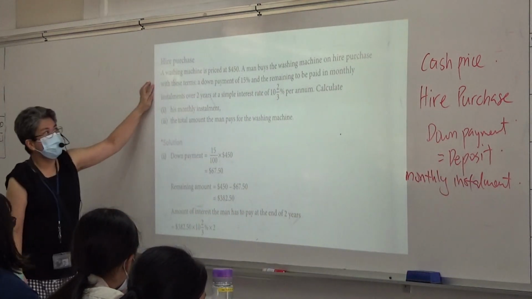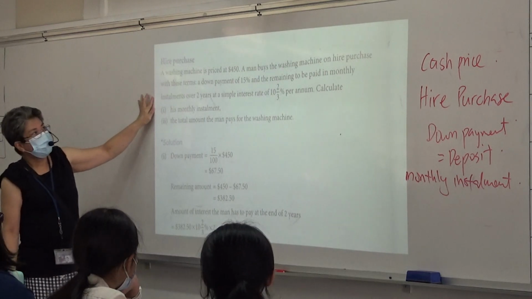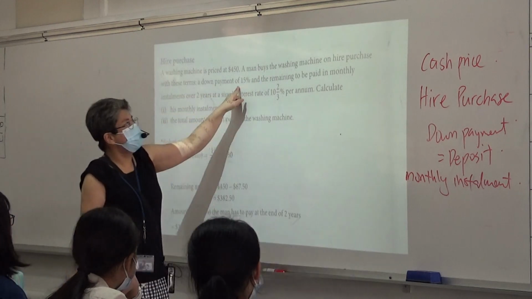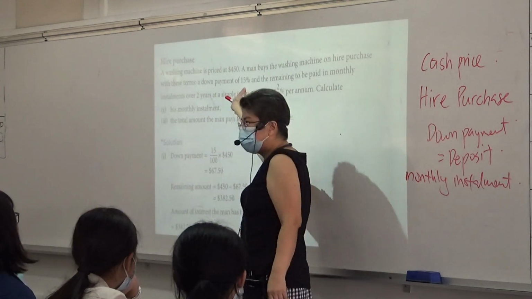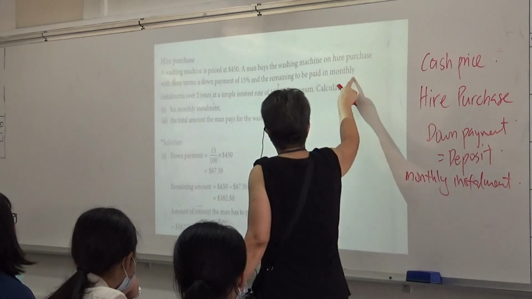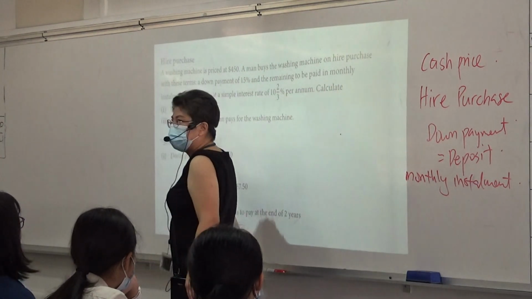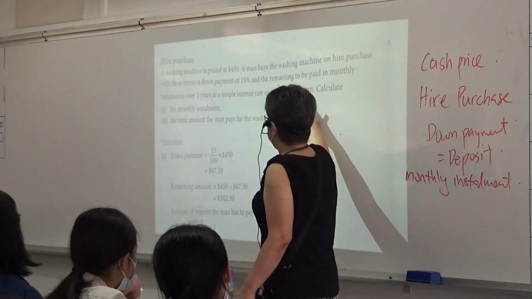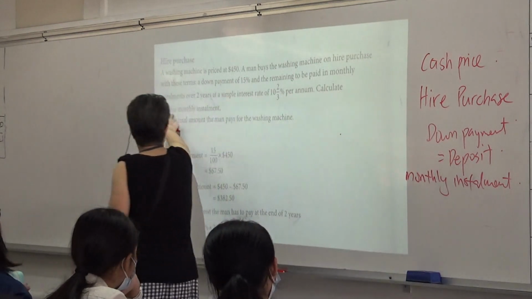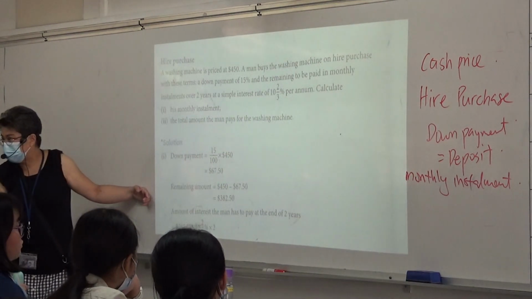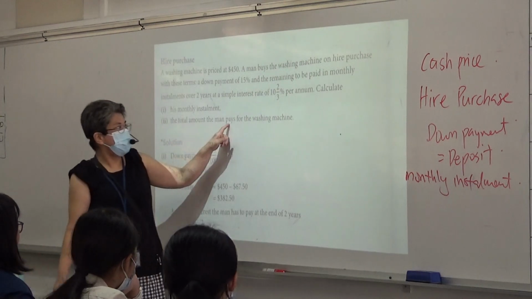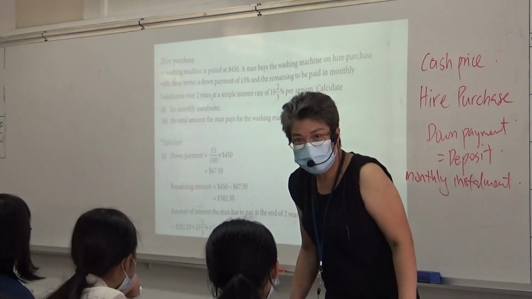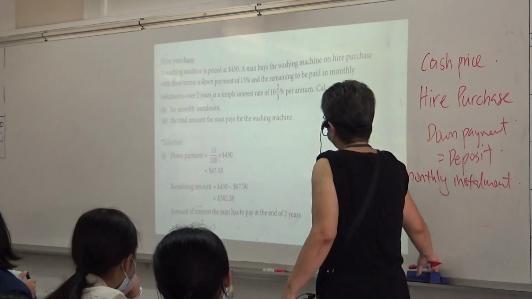The washing machine is priced at $450. A man buys the washing machine on hire purchase with these terms. A down payment of 15%. Okay? And the remaining to be paid in monthly installments over how many years? 2 years. At simple interest of 10 to 30% per annum. Calculate his monthly installment, that means one month pay how much? And the total amount the man pays for the washing machine if he buys by hire purchase. Understand? Can or cannot? Now I write down the info here.